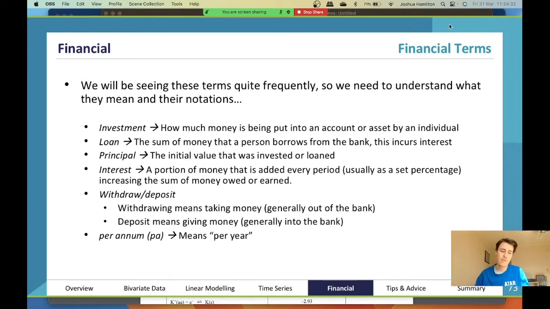So, let's just quickly go over each of these terms. I'm sure you'll read through it yourself, but an investment, I'm sure you all know what an investment is. You put money into an account or an asset, and you get money back. So the investment is how much money is being put into an account or asset by an individual. So it's how much money you're putting in, and then you should essentially get money out. A loan is the sum of money that a person borrows from the bank that incurs interest. A principal, this is the initial value that was either invested or loaned. So the principal is the initial value.